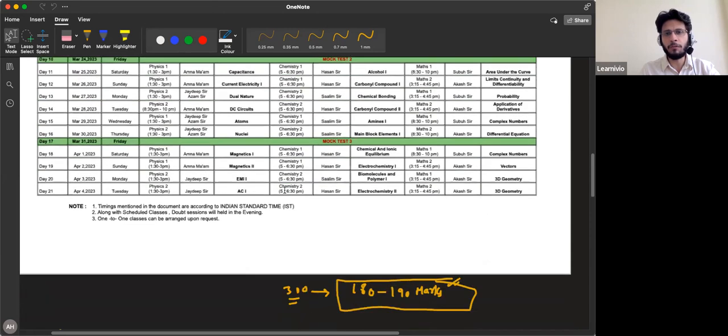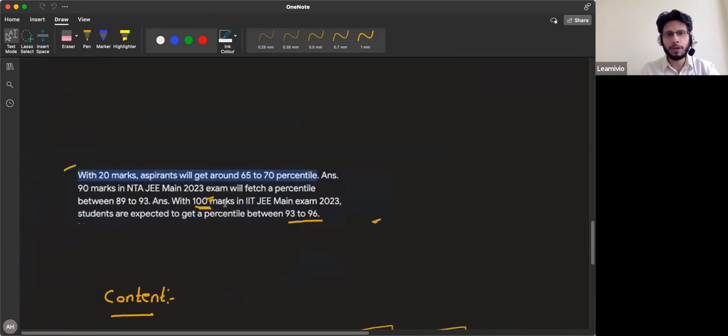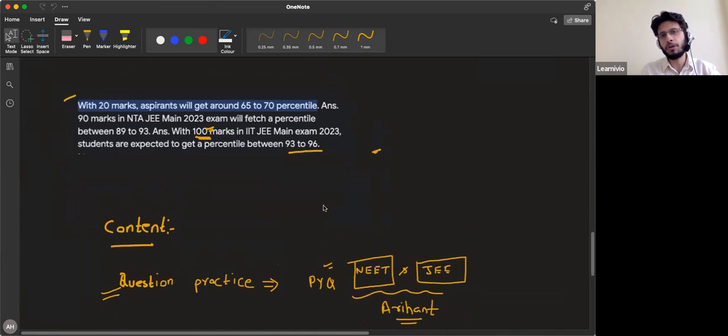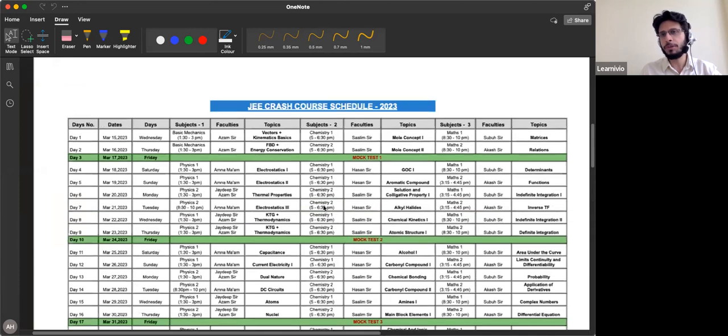This is what happened with a few of our students in the first attempt. If you're getting anything around 100 marks, it's around 92 to 96 percentile. And 100 marks means, do you know the total weightage of JEE? The total marks? 300, sir. 300. So out of 300, if you can score 100 to 110, then you can easily score around 93 to 96%. So the strategy is, first we will focus only on these topics.